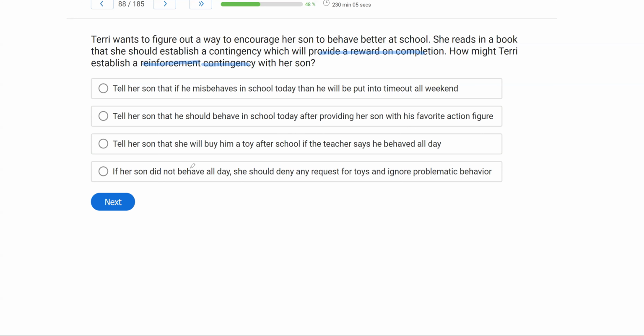So C, tell her son that she will buy him a toy after school if the teacher says he behaved all day. That's our contingency. If the teacher says you behaved all day, then I will buy you a toy. You will get a reward. This is our reinforcement contingency.